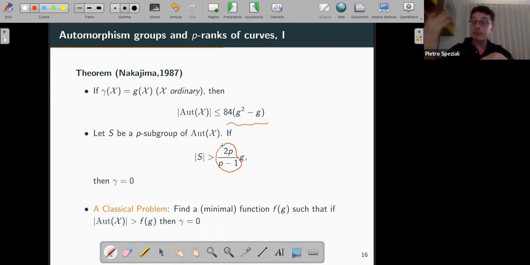Is it possible to find a minimal function f of g such that if the size of the automorphism group is bigger than f of g, then the p-rank is 0? This is something around a constant times g to the g squared. But still, we don't know the minimal function, so it's still an open problem. But yes, I told you here that this bound should not be sharp. So let's see why.